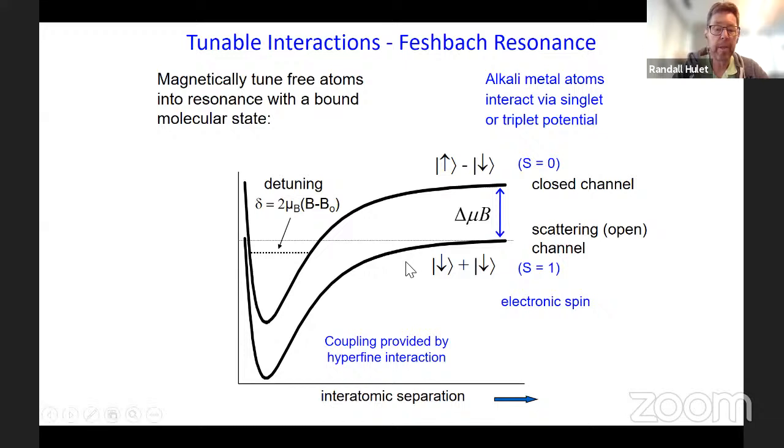So this coupling between the singlet and triplet channels is affected by the hyperfine interaction. There's no fine structure in the ground state because there's no orbital angular momentum, but there is hyperfine interaction. There's an I dot S coupling. Because of the I dot S coupling, where I is the nuclear spin, there is a very weak coupling between these two channels. And it's that weak coupling that gives rise to this Feshbach resonance.